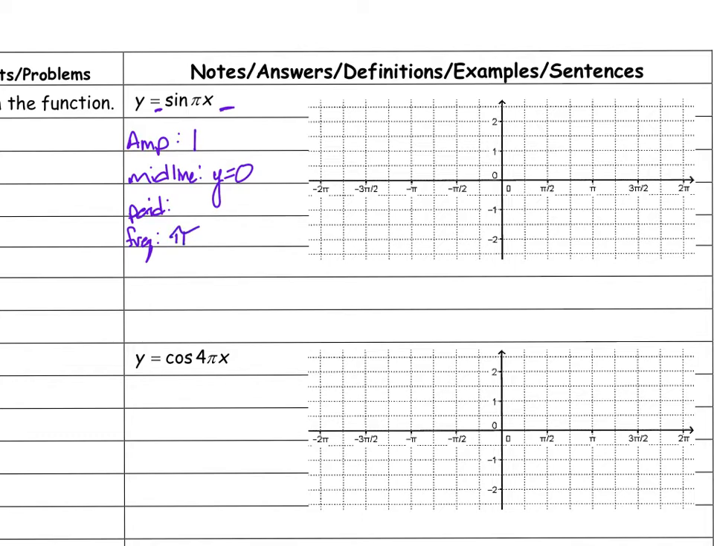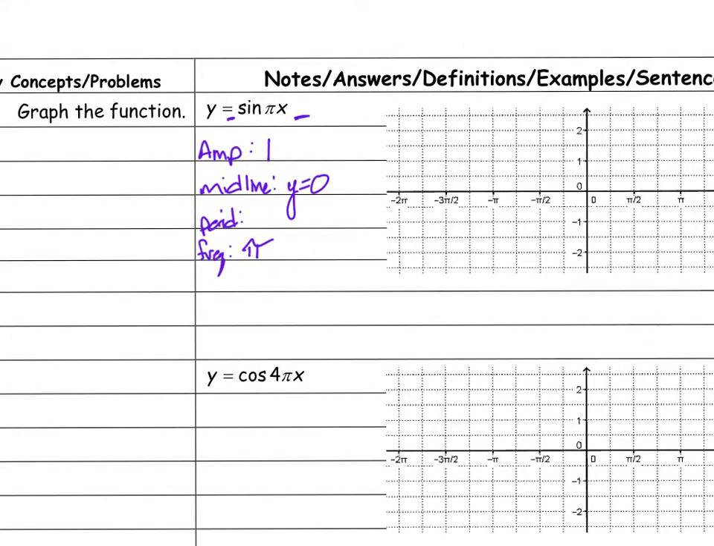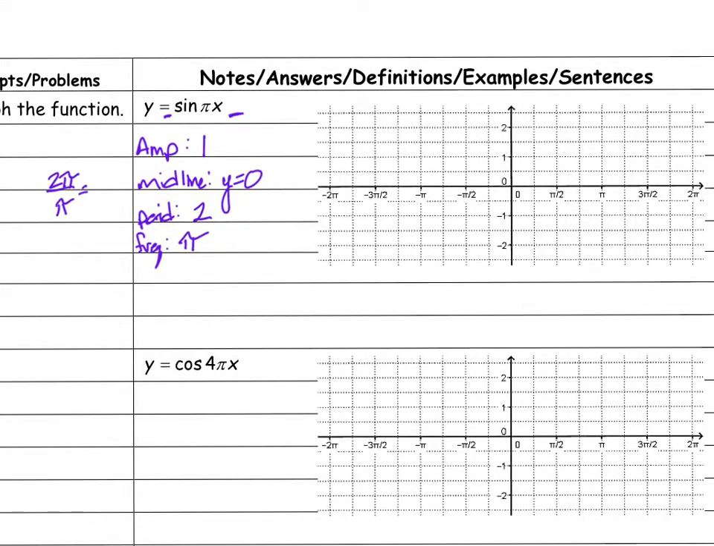Okay, what is my period? Well, let me give me some room here. My period is 2 pi divided by pi, which equals 2. So I need to have a complete revolution every 2. Okay. So here we go.